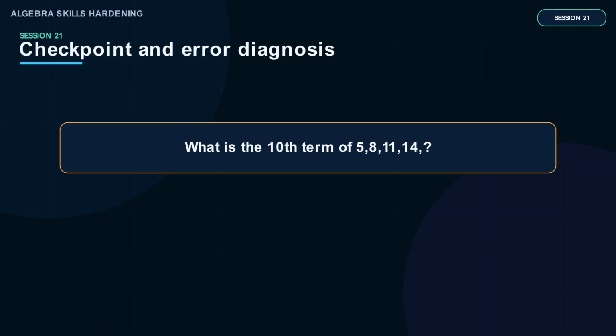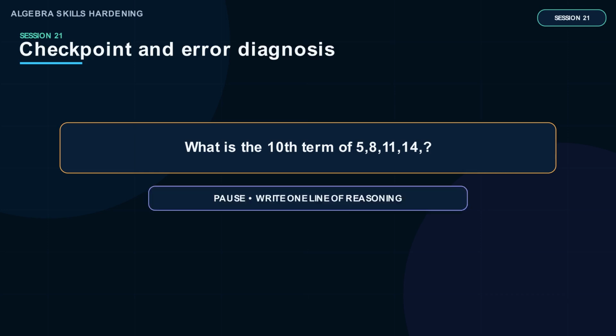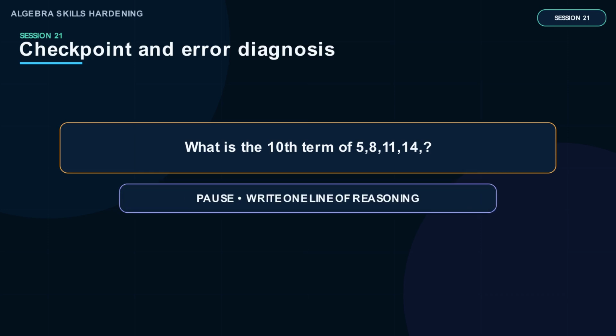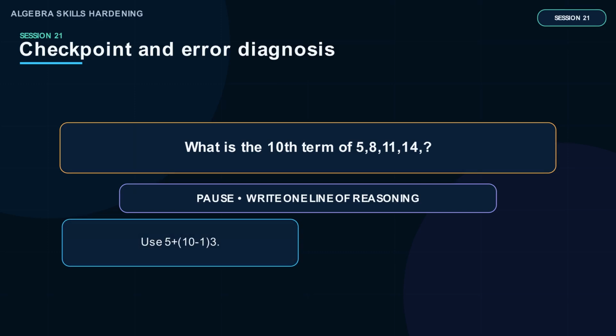Try this checkpoint without copying the example. What is the 10th term of 5, 8, 11, 14? Decide which mathematical fact controls the answer. Write one line of reasoning before you commit. A visible decision is easier to inspect and correct. A focused hint: use 5 plus (10 minus 1) times 3. Use it to repair your setup rather than guess. An accepted answer is 32. Explain why it works and name the first step that would expose a common error.